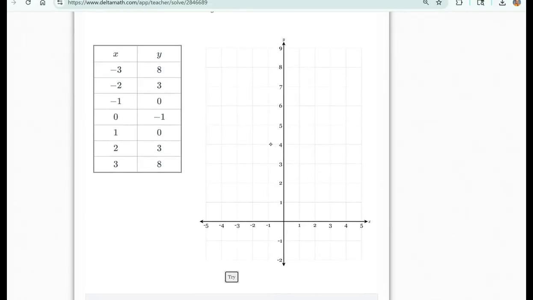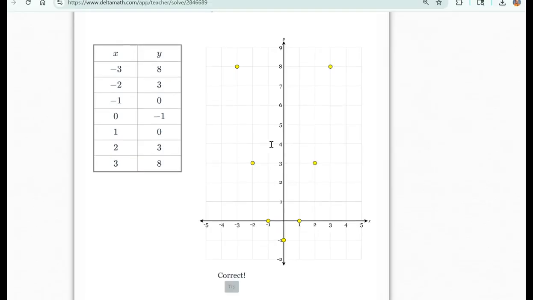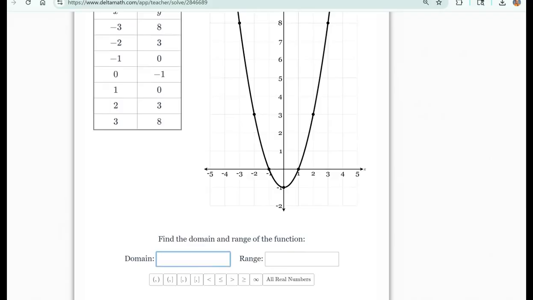All right, now that I've done that, now it's time to plot my points. At x equals negative 3, y is 8. At negative 2, y is 3. At x equals negative 1, y is 0. At x equals 0, y is negative 1. And then now I can just reflect. And I'm going to have my graph here. It's going to make that for me. Looks awesome.